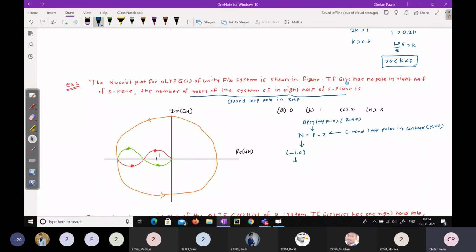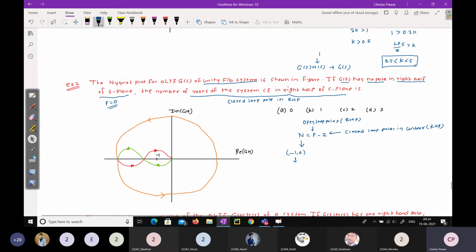What is meant by G of S? That is the open loop transfer function only, because our system is a unity feedback system. G of S into H of S is the open loop transfer function. If H of S is 1, the open loop transfer function will be G of S. So G of S has no pole in the right half of the S-plane, which means here P is equal to 0. P is the open loop poles in the RHP.